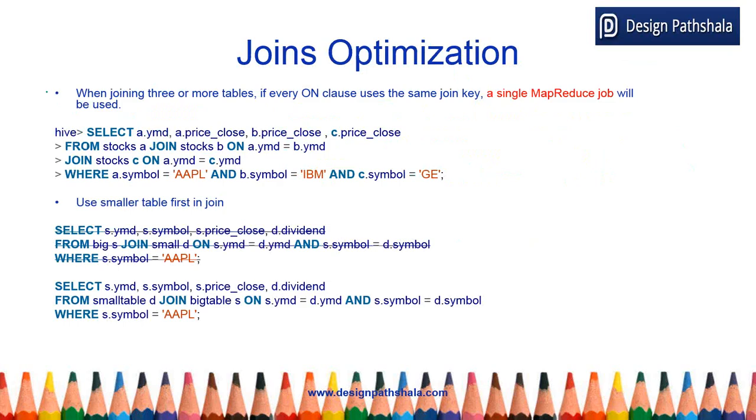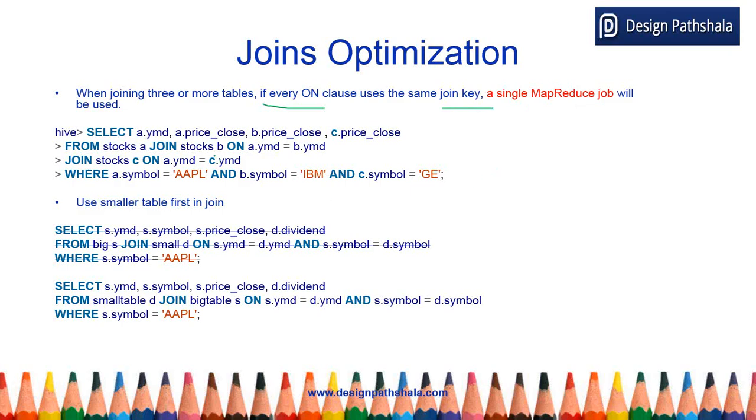A few of the optimization things I'm talking about, not the detailed optimization. That requires a detailed session that is not covered in this session. But let me talk about a few things you can think of while writing queries that really optimize them. While joining three or more tables, if in every on clause we are using the same join key, a single MapReduce job would be triggered.